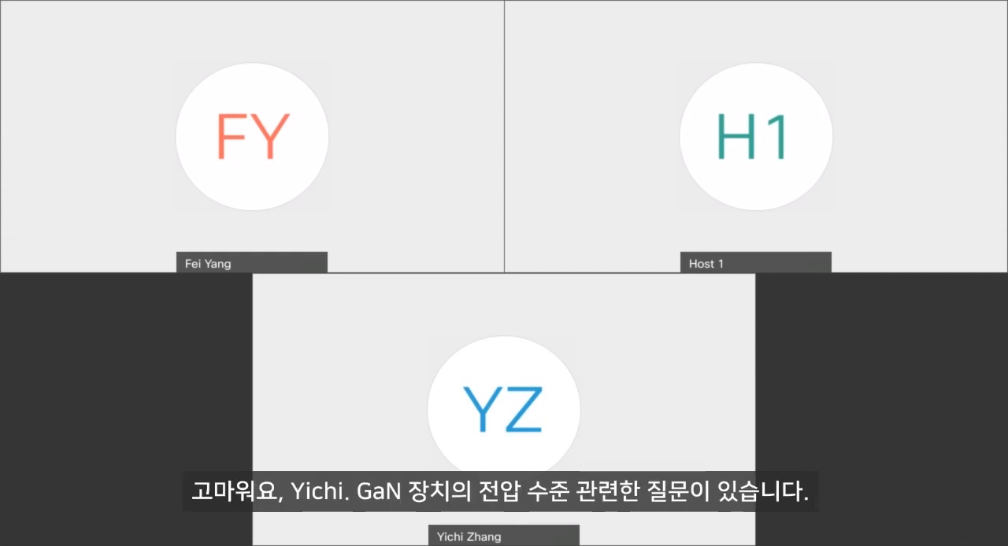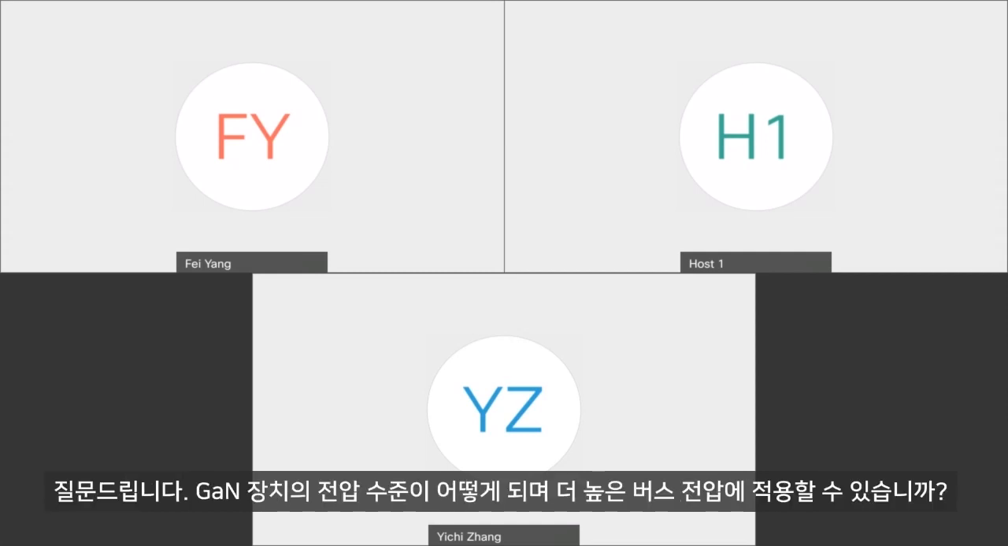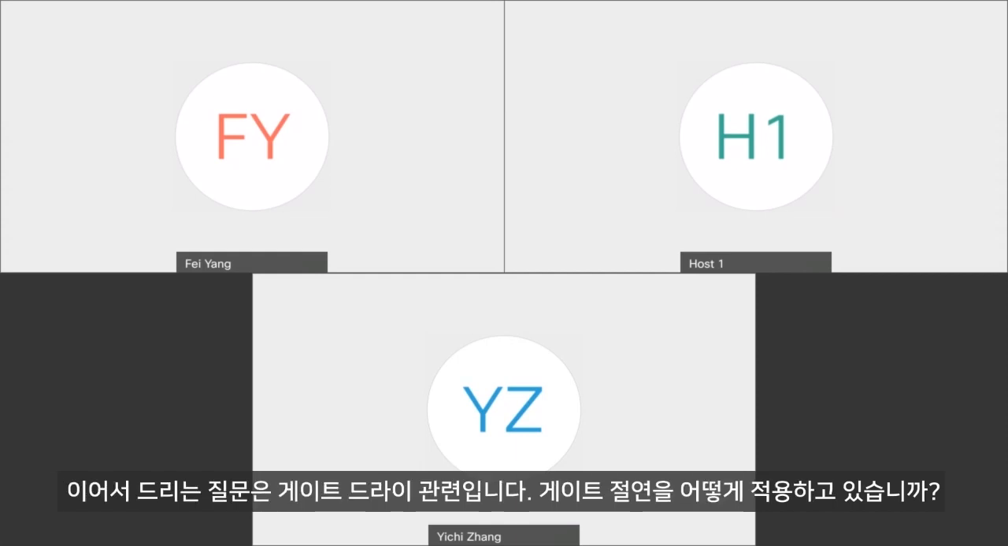Thank you, Ichi. We also see some questions regarding the voltage level of the GaN devices. Basically, the question is, what are the voltage levels of the GaN devices, and can they be applied to higher bus voltages? And the follow-up question is, regarding the gate driver, how is the gate isolation applied?